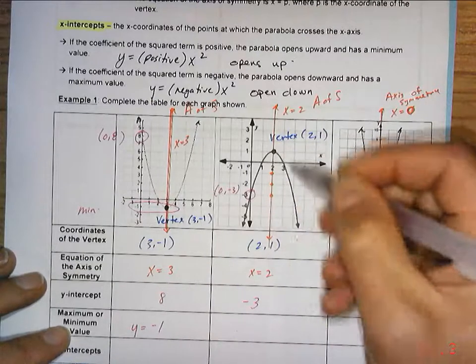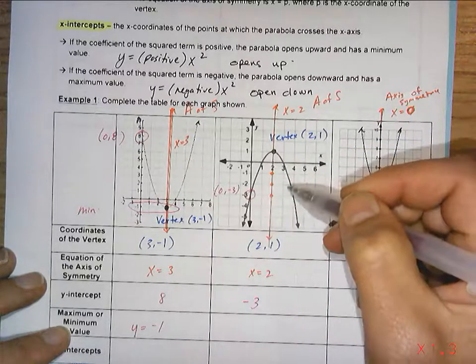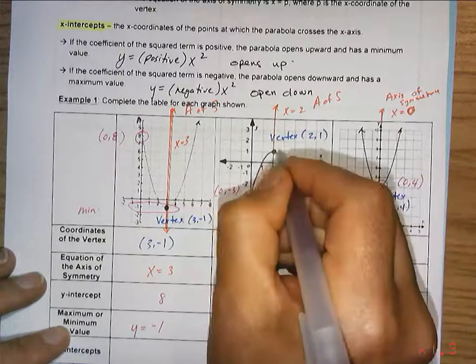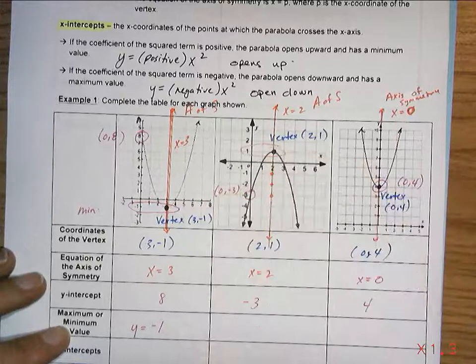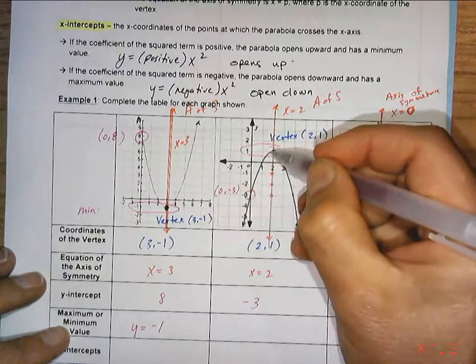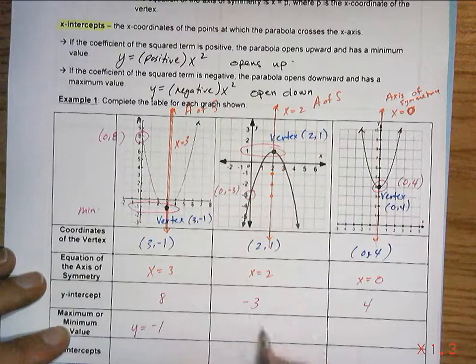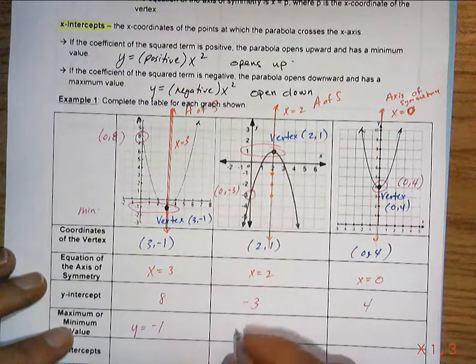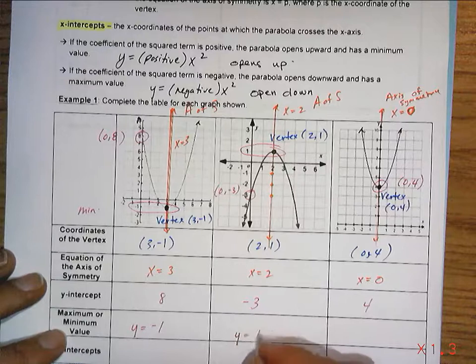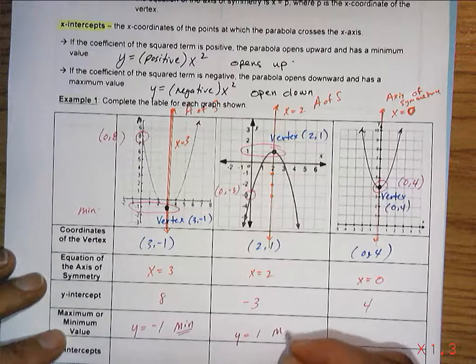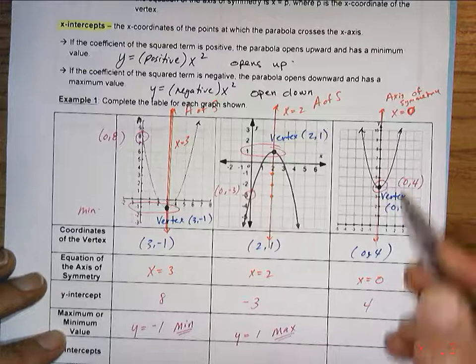Now this parabola opens down. So there's no minimum value. It's going to keep going down and down and down. But it definitely has a maximum value. It goes up and up until it hits 1. And then it goes down, reading left to right. So this has a maximum value of y equals 1. So this is a minimum. This is a maximum.